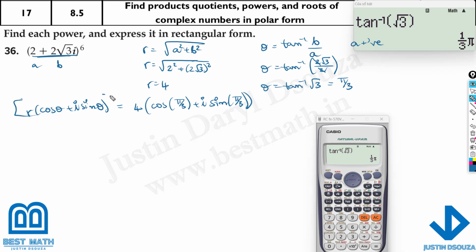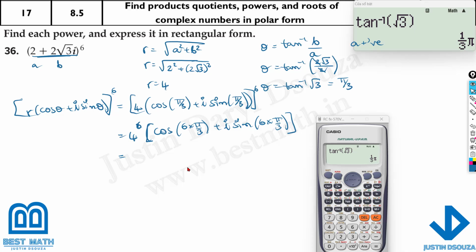Now, how many powers do I need to raise this by? I need to raise it by power 6. So what happens over here is the radius 4 will be raised to the power 6. But for the cosine, you need to write 6 multiplied by pi by 3 plus i sine 6 multiplied by pi by 3. This is it, and that's the total one. And now let's put it in the calculator. You can solve these all individually in the calculator, and then you can write the final answer. 4 raised to power 6 will be 4096.